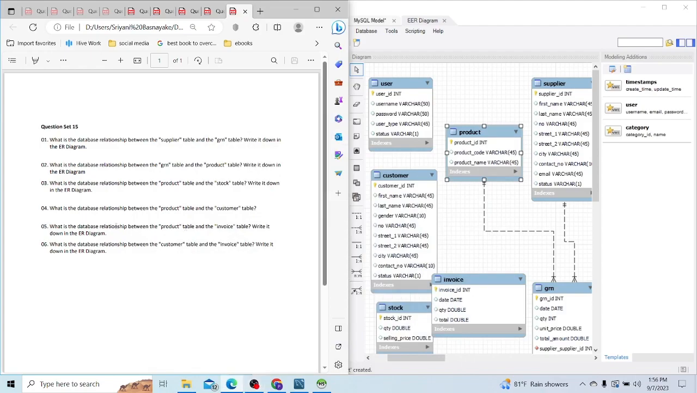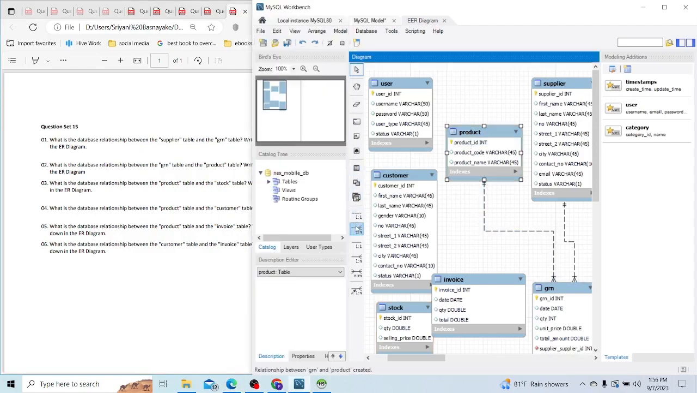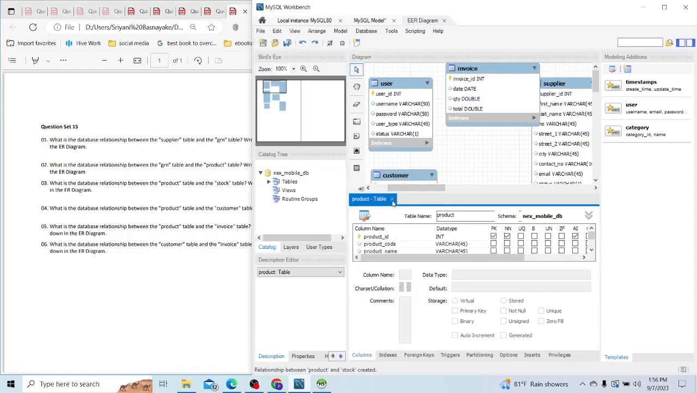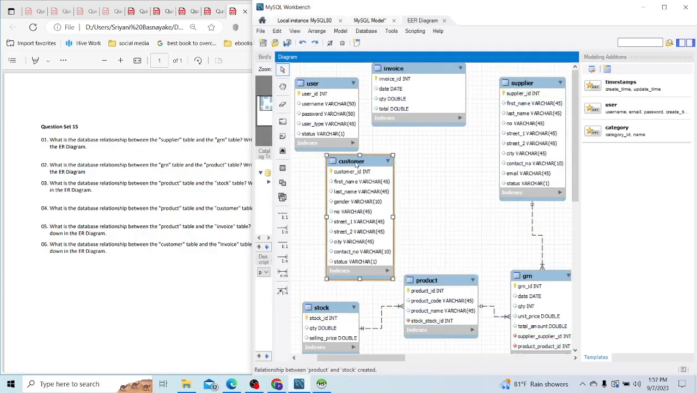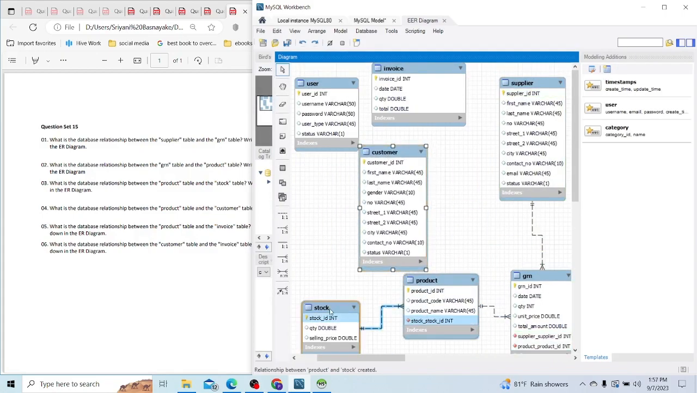The next one: what is the relationship between product table and the stock table? In a stock there may be multiple products, but a single product cannot be in multiple stocks. So many products can be in a single stock. So it's a one-to-many relationship. So I will take this. Now it's a bit clear. There is a one-to-many relationship between stock and product tables.